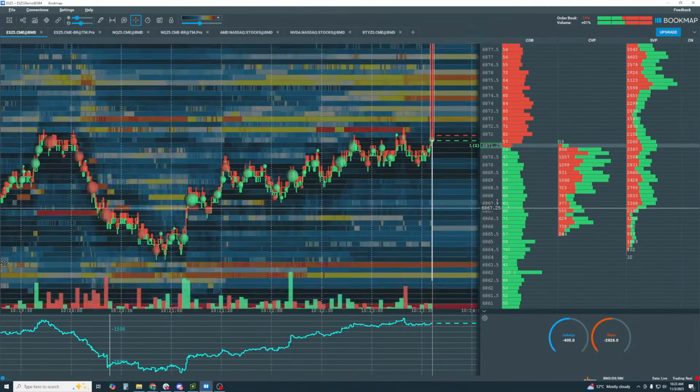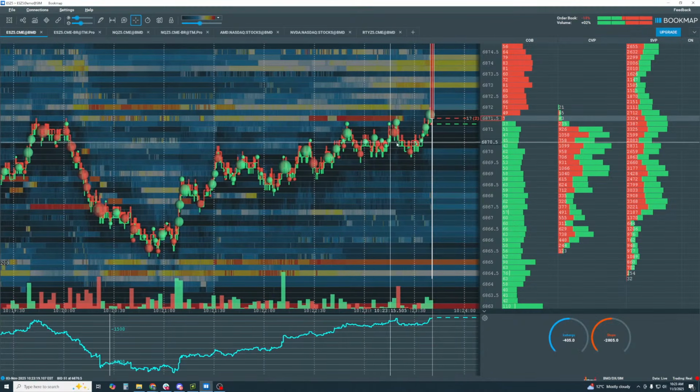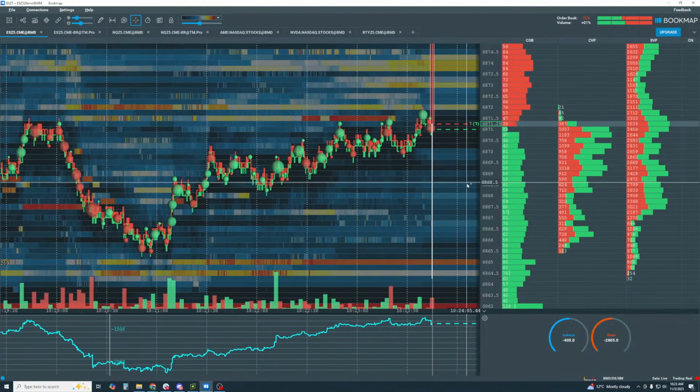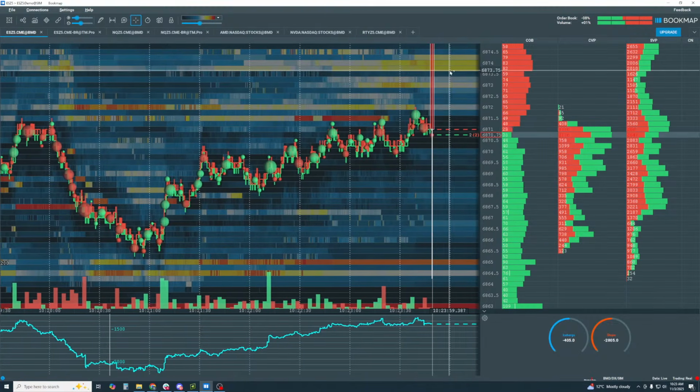Let's look at this a little bit closer in here. Yeah, we may get it here. You see the bid starting to light up underneath here. There's interest in the bid. Now I want to see these guys on the offer pull.